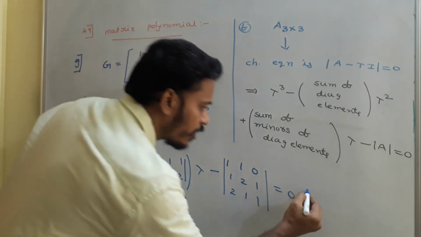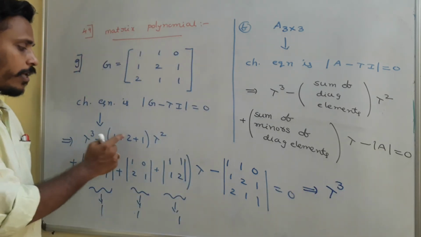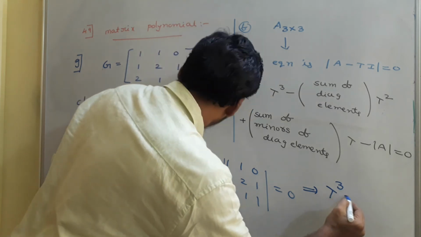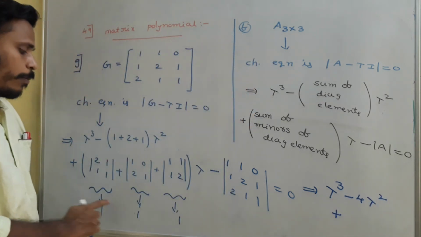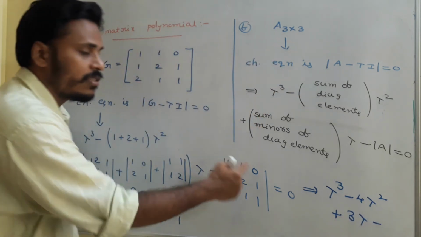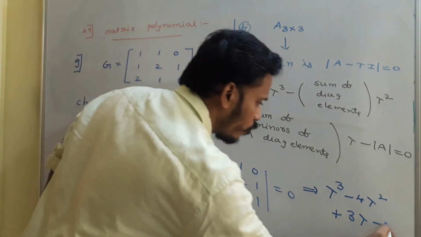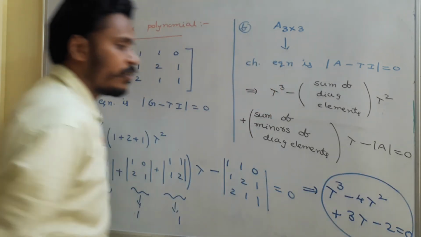See, on simplification, at the end we will have that lambda cube, 1 plus 2 plus 1, minus 4 lambda square, plus 1 plus 1 plus 1, 3 lambda, minus this determinant. If you calculate, you get it as 2. So minus 2 is equal to 0. So this is the characteristic equation.